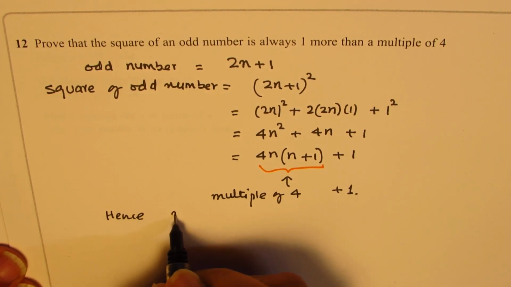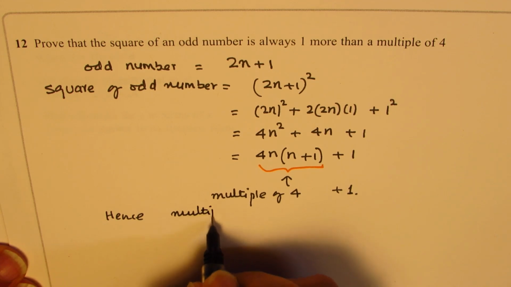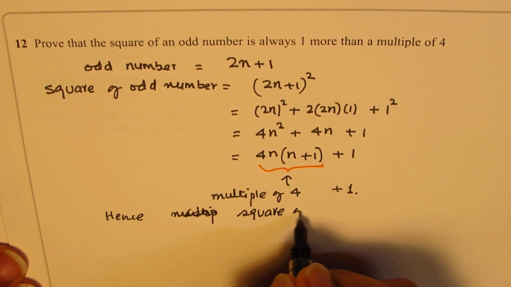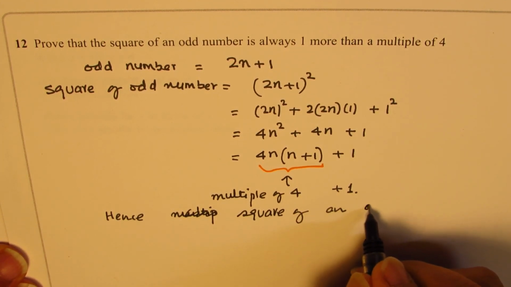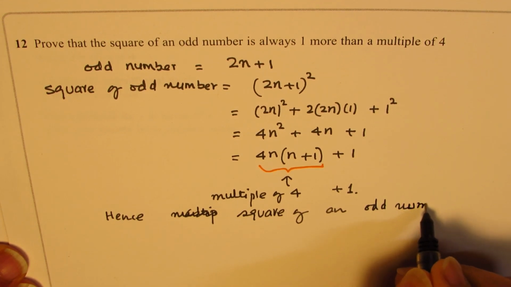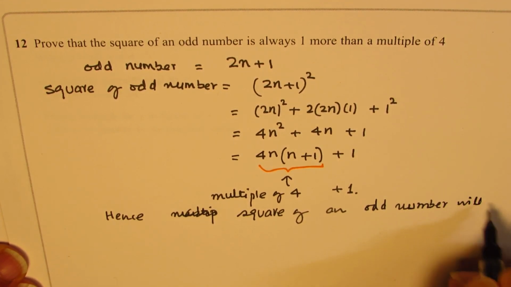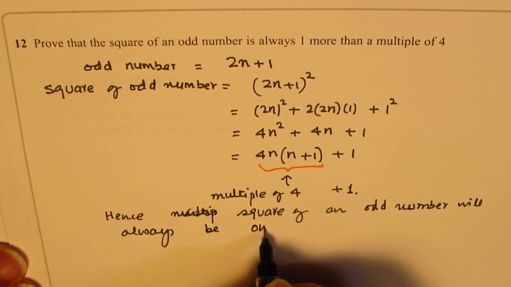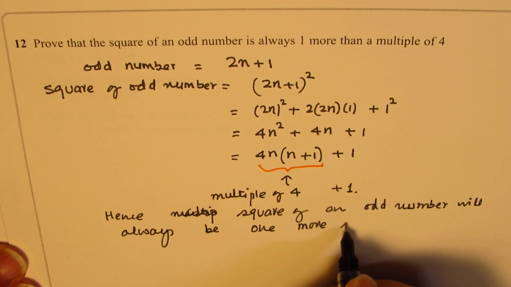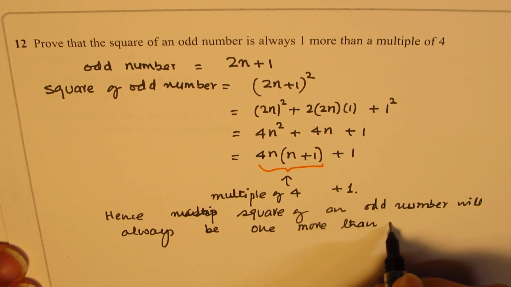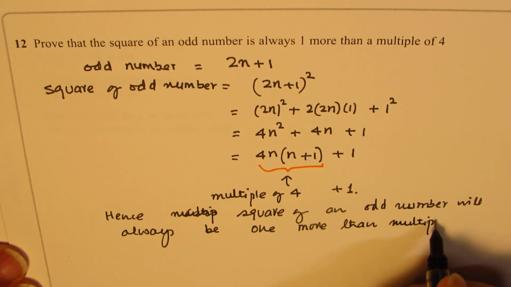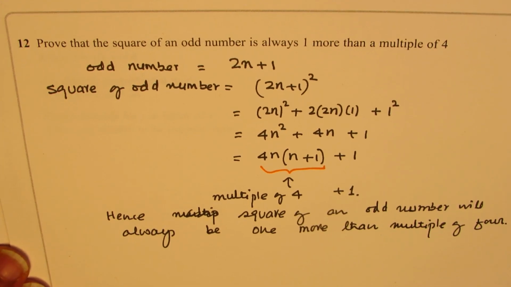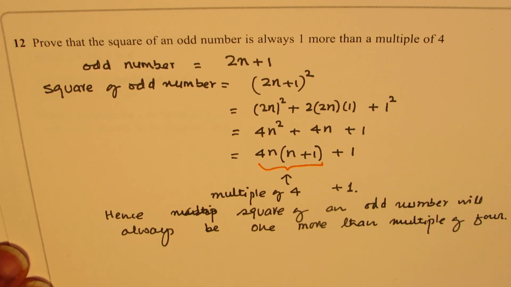Hence, the square of an odd number will always be one more than a multiple of 4. Clear? So that is how we can prove it. Now let's see question number 13.